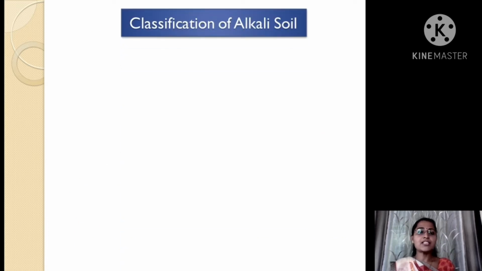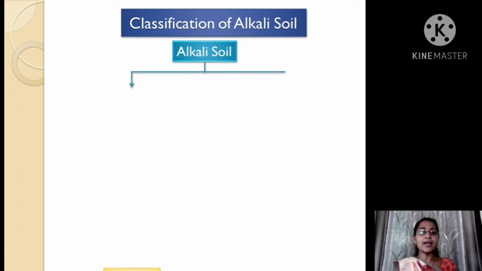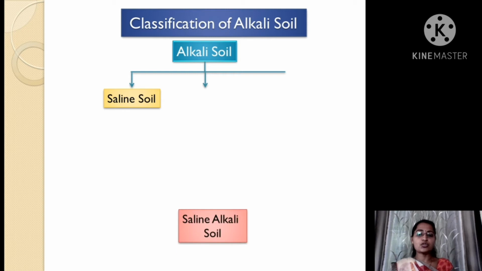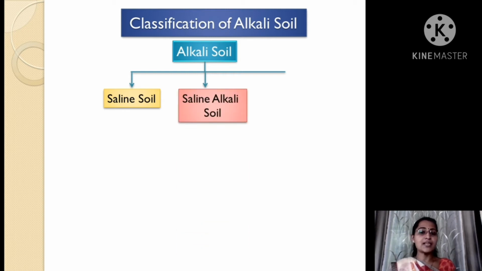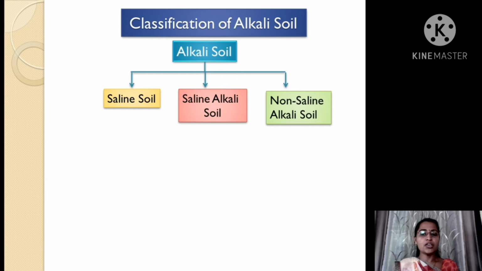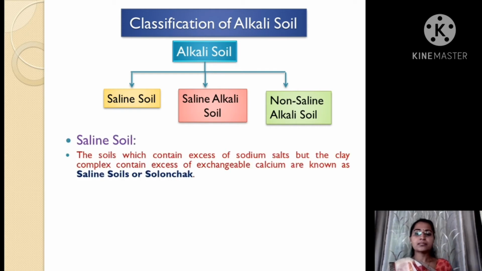Then we see the classification of alkali soil. Alkali soil is mainly classified into three types. First one is the saline soil. Second one is the saline alkali soil, and the last class is non-saline alkali soil. Now we go through each and every class. See the first one, saline soil.